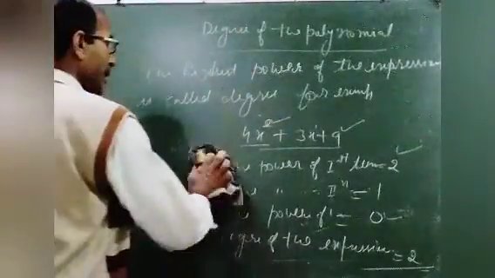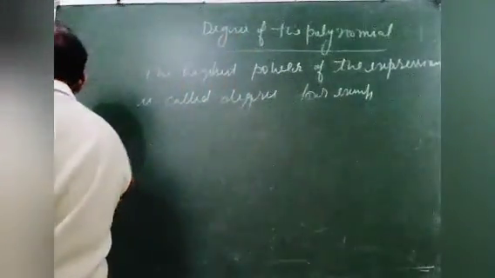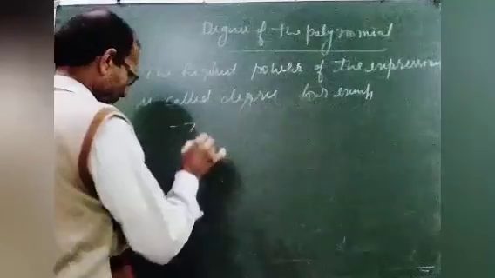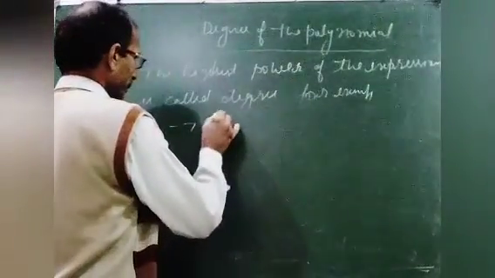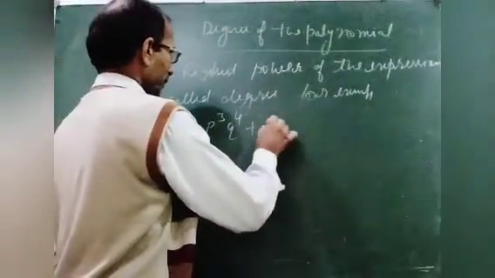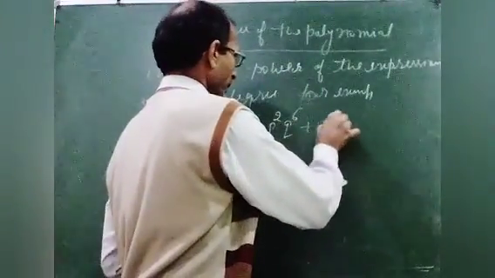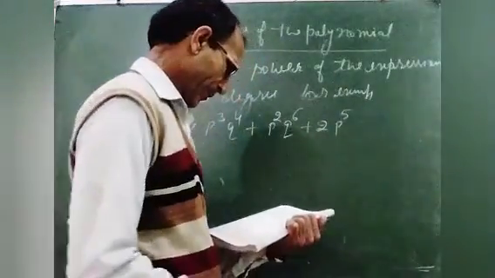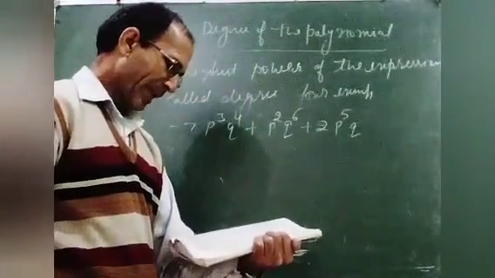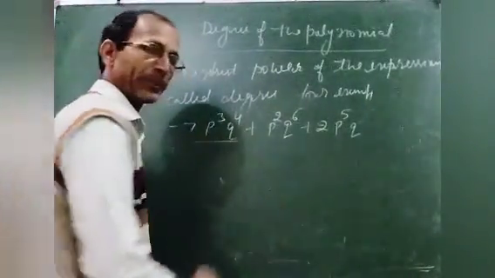Okay, now the first part of exercise 4.3. What is given? Minus 7p³q⁴ plus p²q⁶ plus 2p⁵q. So we have to find the degree of the expression. So friends, if we have to find the degree, we solve stepwise.